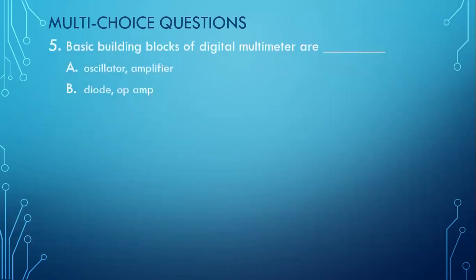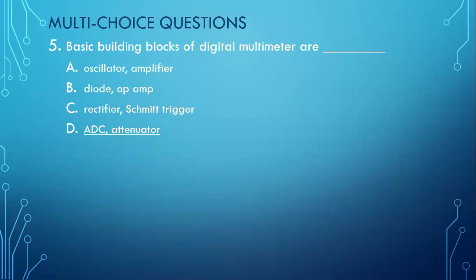The basic building blocks of the digital multimeter are, so what are the different blocks? Oscillator, amplifier, diode, op amp, rectifier, Schmitt trigger, ADC, attenuator. The correct option is the analog to digital converter and attenuator. These are the most important basic building blocks of the digital multimeter.